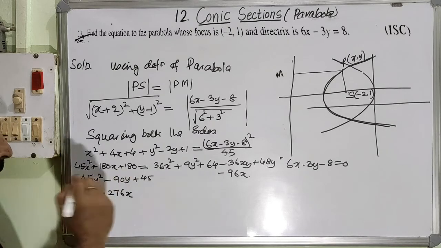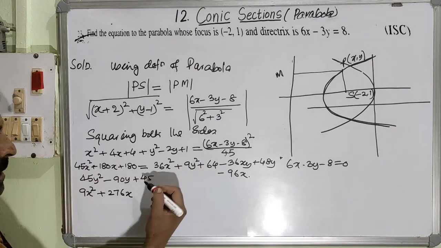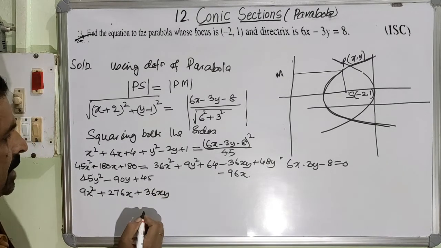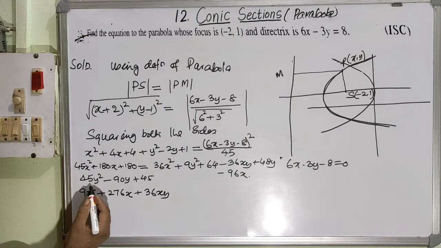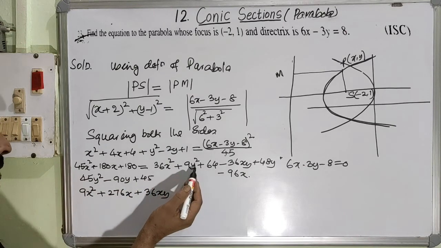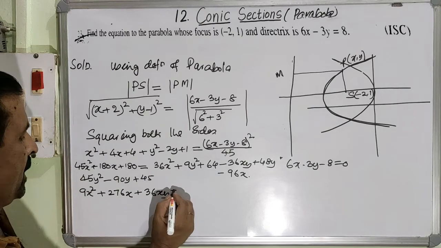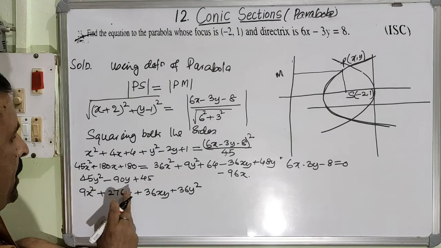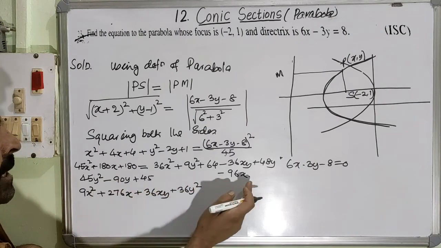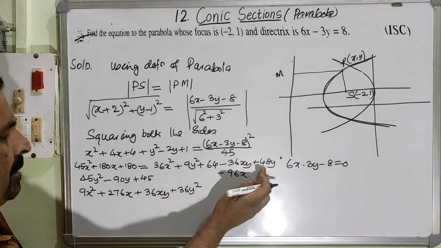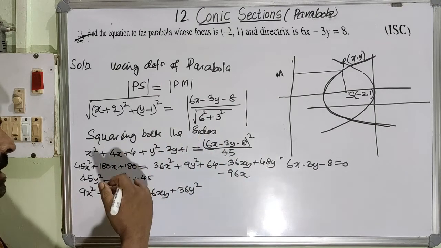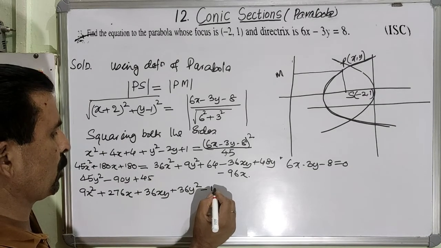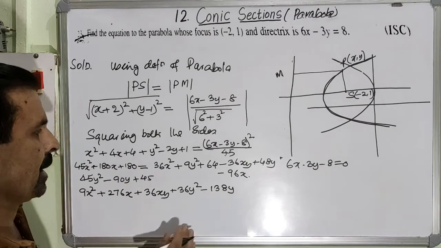Now after this, we can bring this minus 36xy to the side. It will become 36xy, and then we have 45y square here, and this 9y square here. This, when it comes to this side, it will become plus 36y square, then minus 90y, and then from the right hand side we have 48y. This 48y, when it comes to this side, it will become minus 48y. So this will become minus 90 minus 48, which is minus 138y, right?